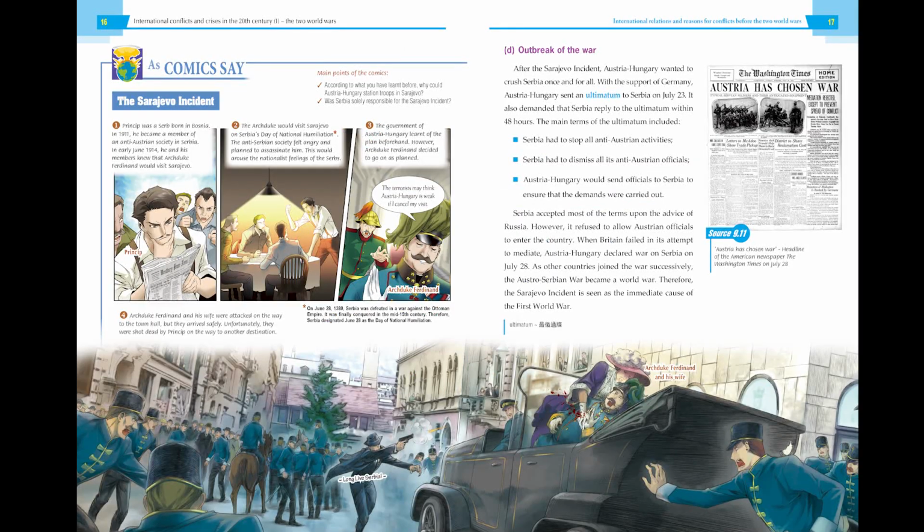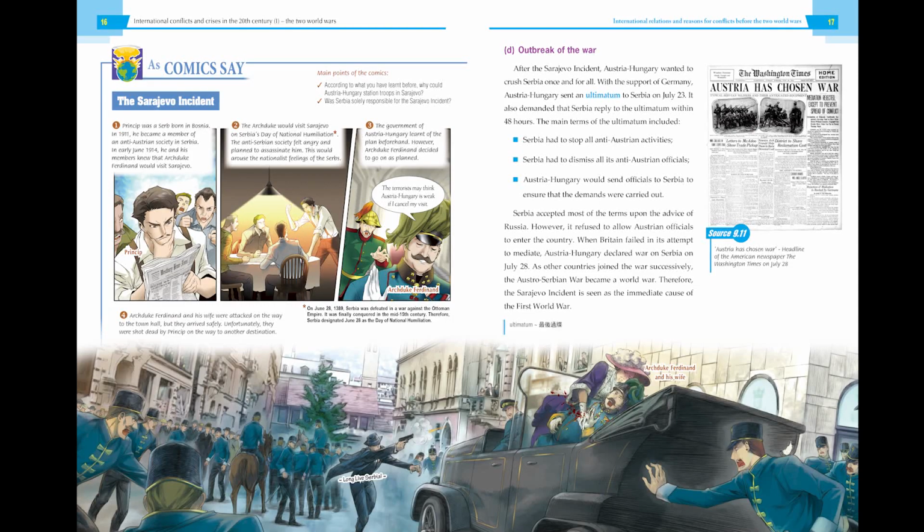As the comics say, main points of the comics. According to what you have learned before, why could Austria-Hungary station troops in Sarajevo? Was Serbia solely responsible for the Sarajevo incident?